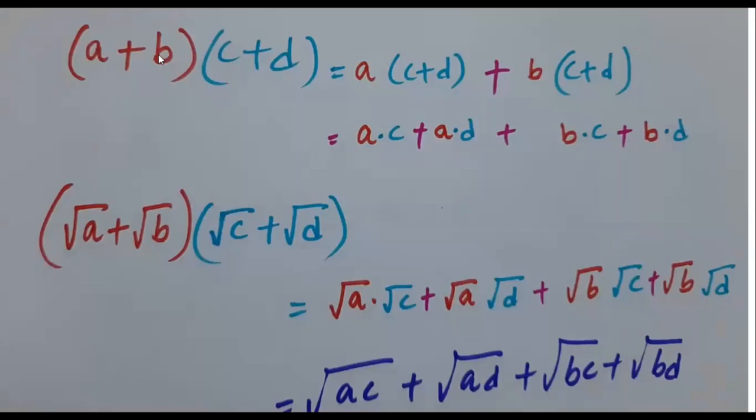Look here, a plus b, all of you stop writing. a plus b into c plus d. When you are multiplying, you know that a into the whole bracket, b into the whole bracket. That one I wrote here. After that, a into c, a into d, b into c, b into d. So same here. Clear now? That is without square roots.